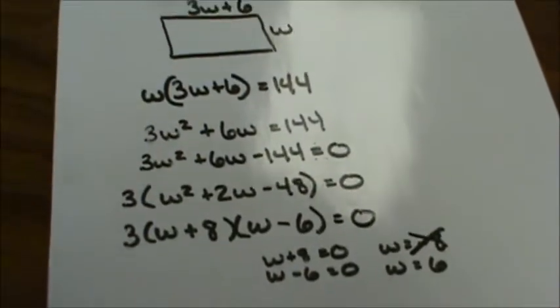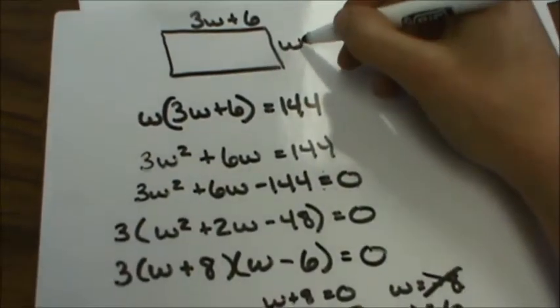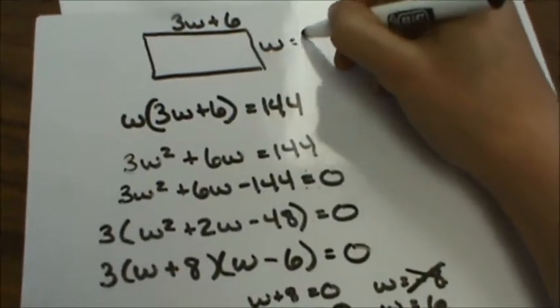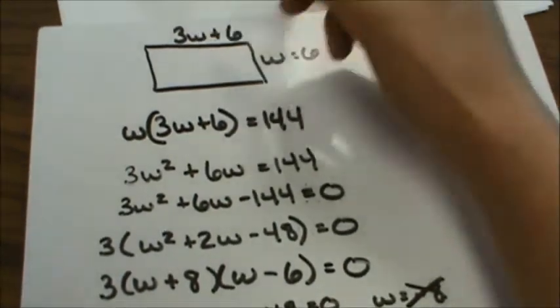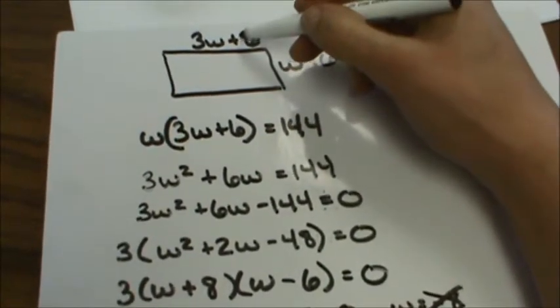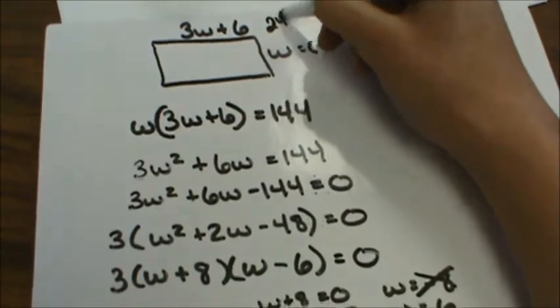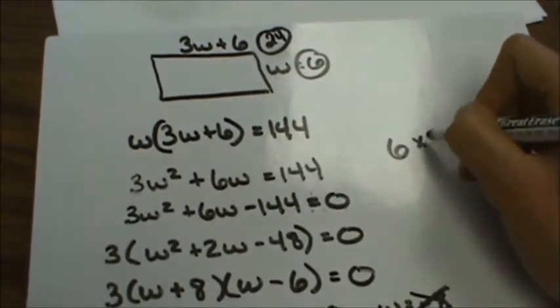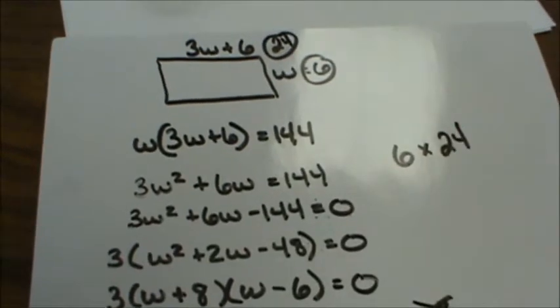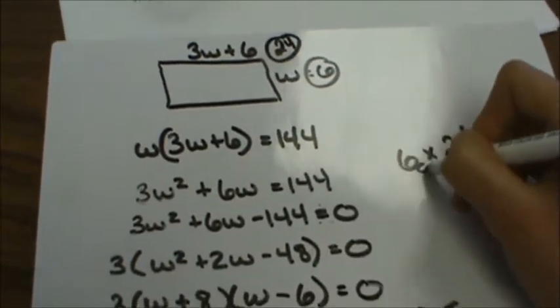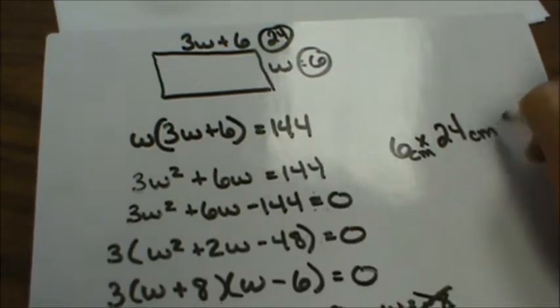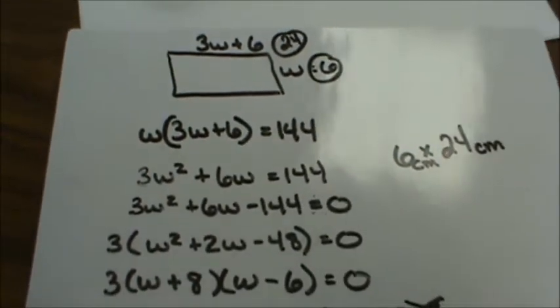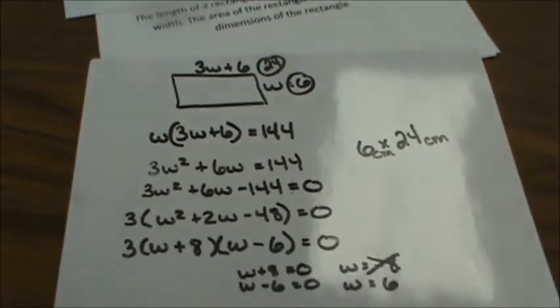Let's go back and find the dimensions now. So the dimensions then, if this is 6, 3 times 6 plus 6 is 24. So my rectangle is 6 by 24, and I believe that the labels were centimeters. 6 centimeters by 24 centimeters.